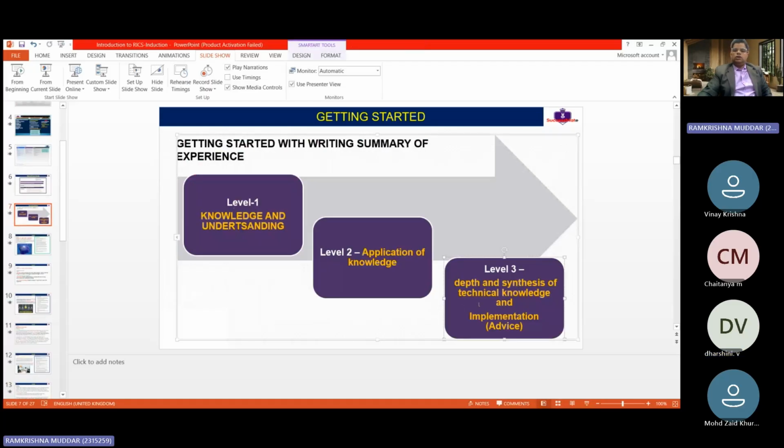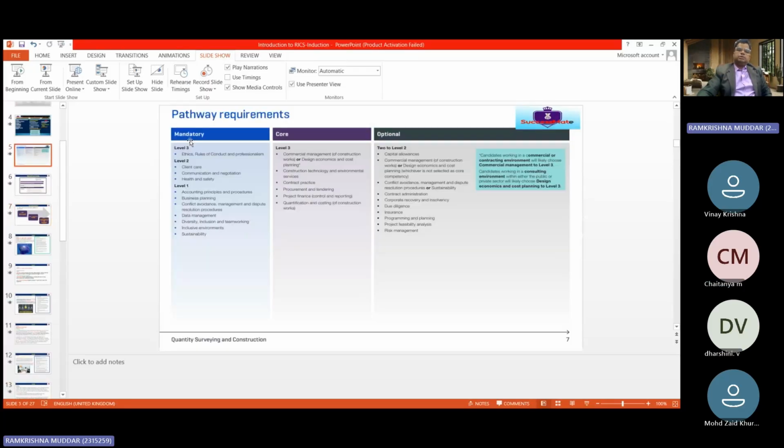Only in level 3 you have to give advice, and that too not for all competencies, only wherever it is required. See this slide. Once we finish it, I will be sharing this. Level 3 is only for these competencies. Under mandatory, only for ethics we have to write level 3. So only for level 3 ethics we have to give an advisory example.